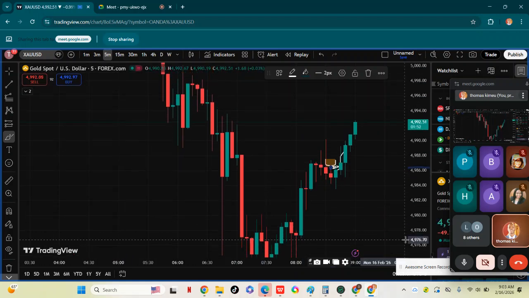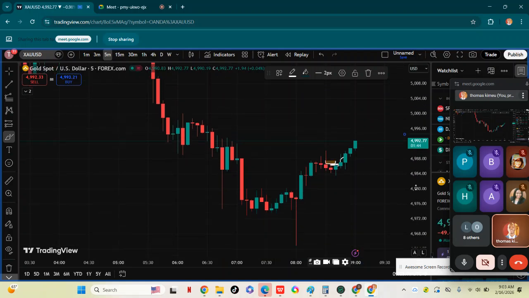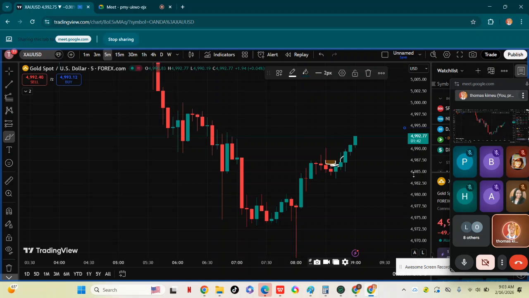Tuko pamoja. So we look at so many factors when we are looking for an entry. You can look for fair value gaps. You can look at the trend lines, remember when we were drawing the support and resistance. You can look at support and resistance when you want to enter. You can look at consolidation. You can look at the fib and look at the level.